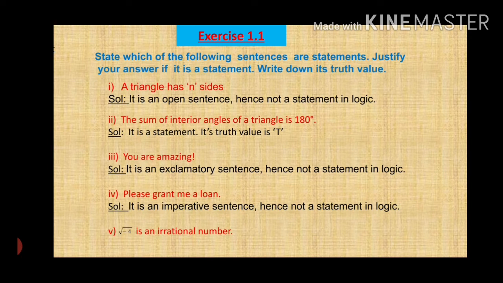Then square root of -4 is an irrational number. Now, in the activity we have seen, they had given square root of -9 is a rational number. So that was false. But over here, square root of -4 is an irrational number is true. So it is a statement and its truth value is T. Fine? Have you all understood? You can take the screenshot of this screen and then we'll move to the next slide.